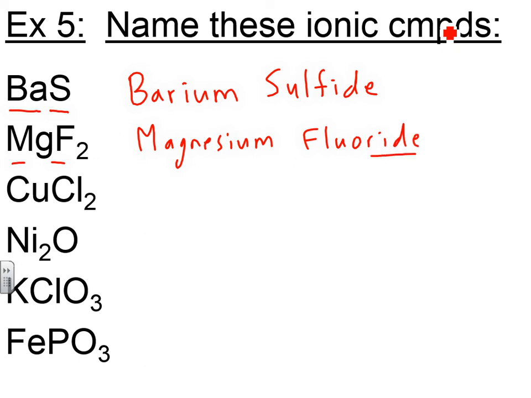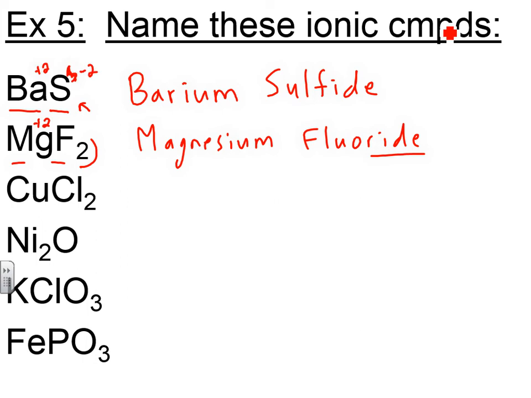Now you'll notice that there are 2 fluorines here, but there's only 1 sulfur here, but in both cases we just said ide. This is because the 2 is there to balance the magnesium. We know magnesium has a +2 charge, so you would need 2 fluorines. In the case of barium having a +2 charge, it is balanced by the sulfur with a -2 charge. So we don't need the 2 there.